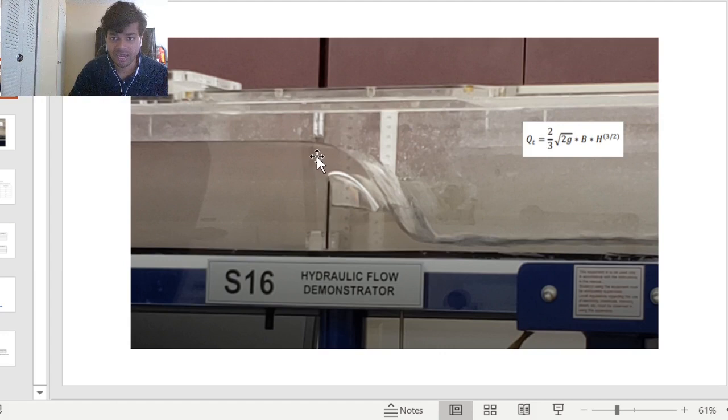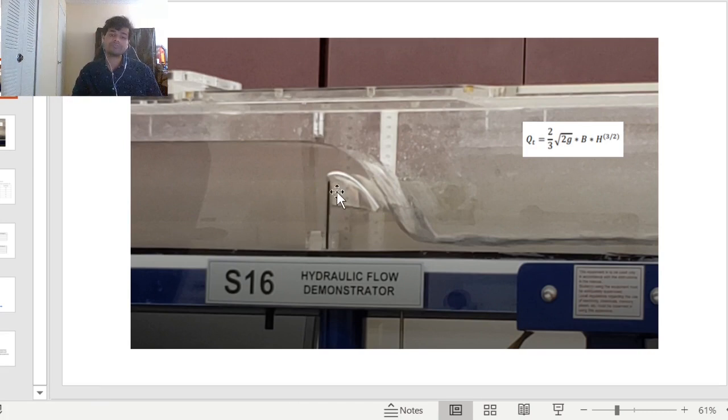So if you know the head, you can plug this head value and calculate the theoretical discharge. Okay, so this is the sharp crested weir. Why is this called the sharp crested weir? Because if you look at the crest of the weir, it is very thin, like this.